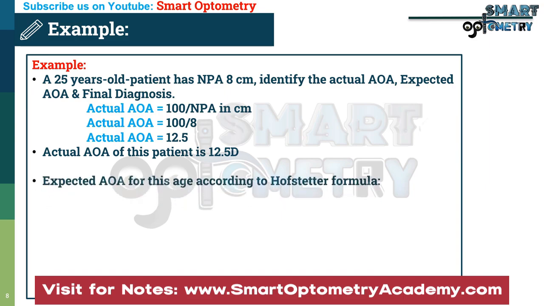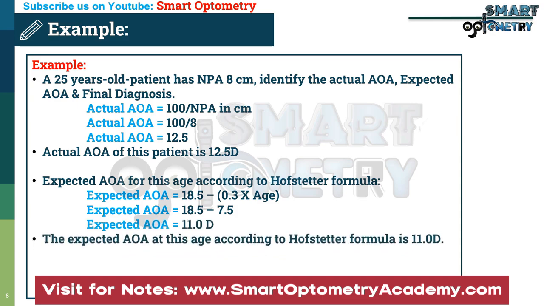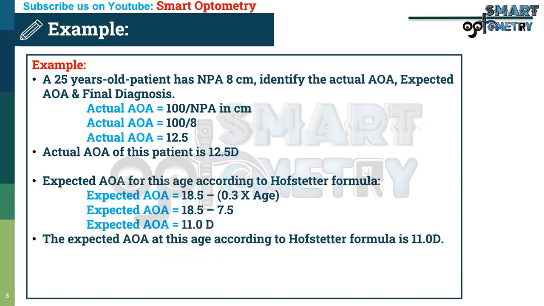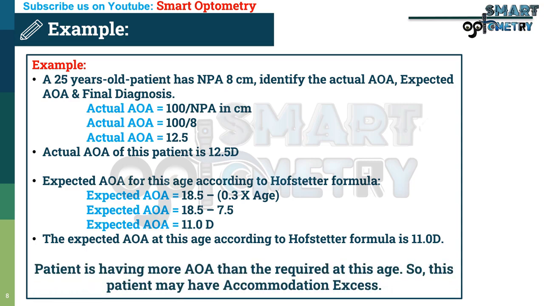So actual amplitude of accommodation of this patient is 12.5 diopter. Now expected amplitude of accommodation for this age according to Hofstadter's formula. Expected amplitude of accommodation equals 18.5 minus 0.3 multiplied by age, or 18.5 minus 7.5, or 11 diopter. Expected amplitude of accommodation at this age according to Hofstadter's formula is 11 diopter. So patient is having more amplitude of accommodation than required at this age. So this patient may have accommodation excess.